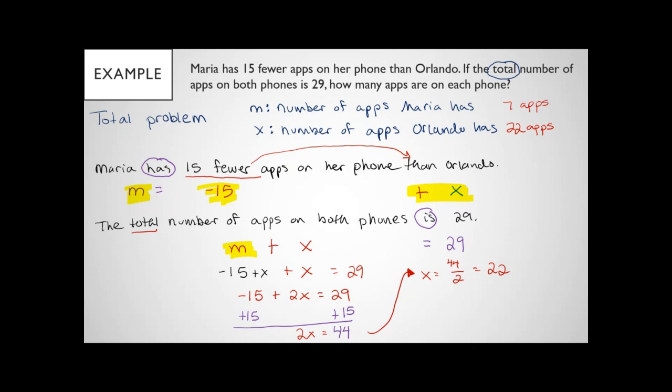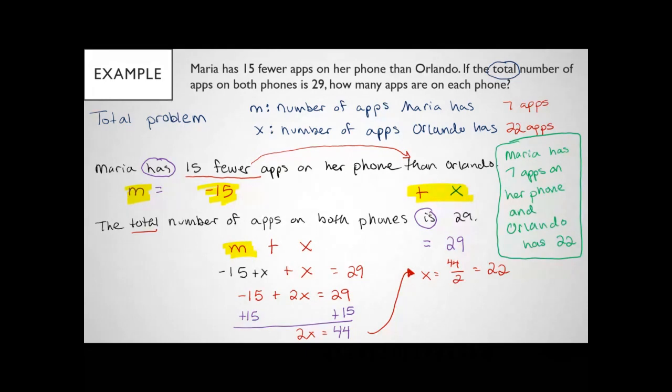So now that we know Maria has 7, Orlando has 22, we need to write this in a sentence, which I don't have a lot of room for, but I will try. So Maria has 7 apps on her phone, and Orlando has 22. So I'm putting that in context, saying what my variables were, what we were looking for, so that way it actually sort of makes sense there.